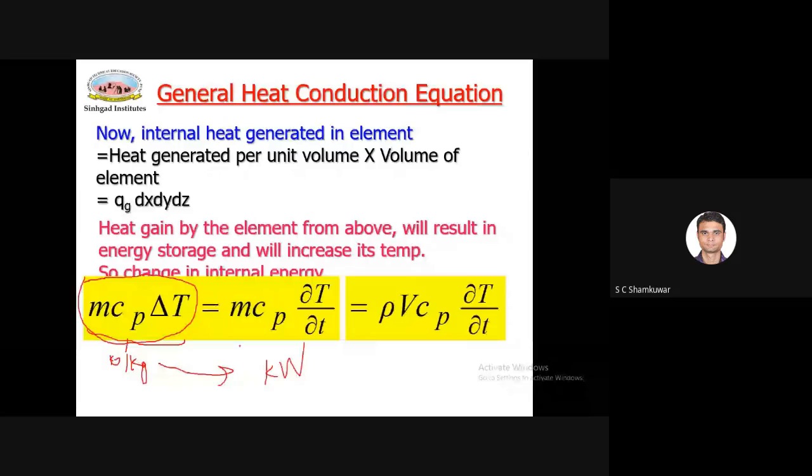This term will be in kilojoule of heat. Therefore, we have divided this by change in time, small t. So m Cp delta T by delta t. And what is the m? m can be replaced by rho into V. Understood? Change in internal energy and internal heat generating element.